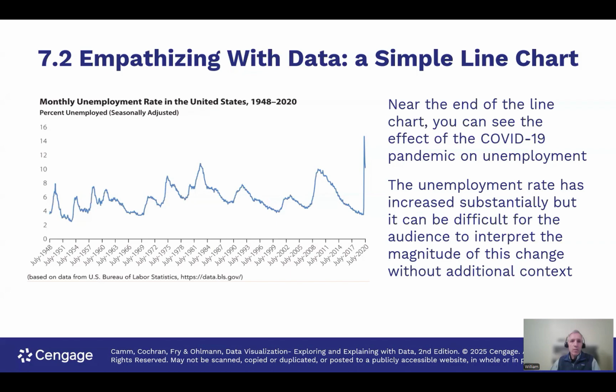Okay, so this is all about empathizing with the data. This is a simple line chart. It's the monthly unemployment rate in the United States from 1948 to 2020. It goes up and down, obviously, but what you see here is this huge spike when COVID arrived. Near the end of the line, you can see we had this COVID-19 pandemic, and it really affected unemployment. The unemployment rate has increased substantially, but it can be really difficult to interpret the magnitude of this change without additional context.